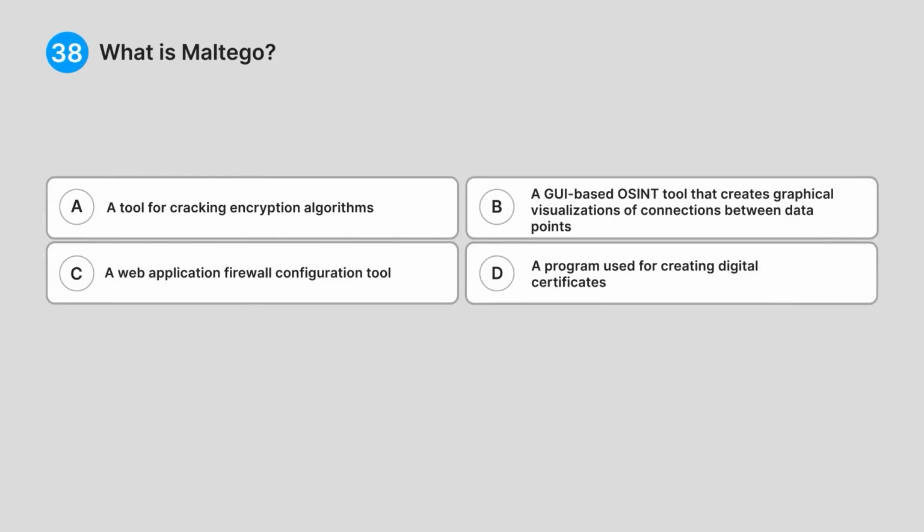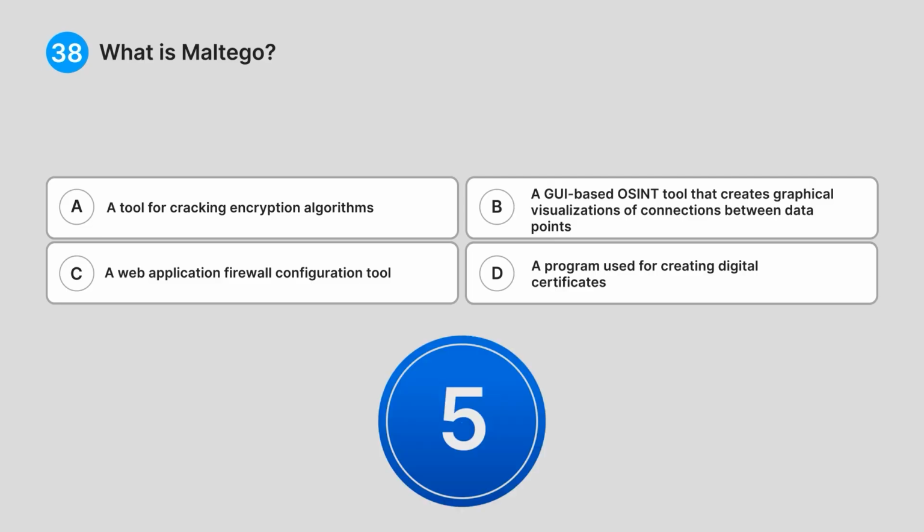38. What is Maltego? A. A tool for cracking encryption algorithms. B. A GUI-based OSINT tool that creates graphical visualizations of connections between data points. C. A web application firewall configuration tool. D. A program used for creating digital certificates. Do you know the answer?